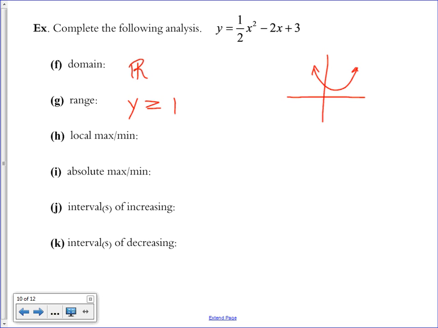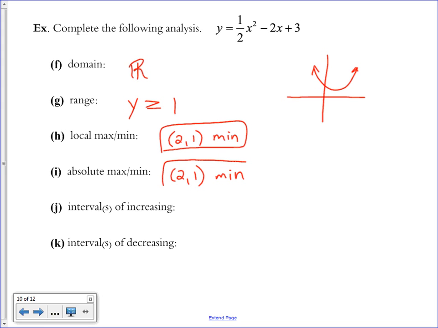Local max-min and absolute max-min are really easy for a quadratic function. It's whatever the vertex was. You just need to tell me if it's a minimum point or a maximum point. In this function, it's a minimum point because it's on the bottom of the U, and all the other points are greater than that. So you just need to tell me whatever the vertex is and whether it's maximum or minimum. It is both the local and the absolute for this function.